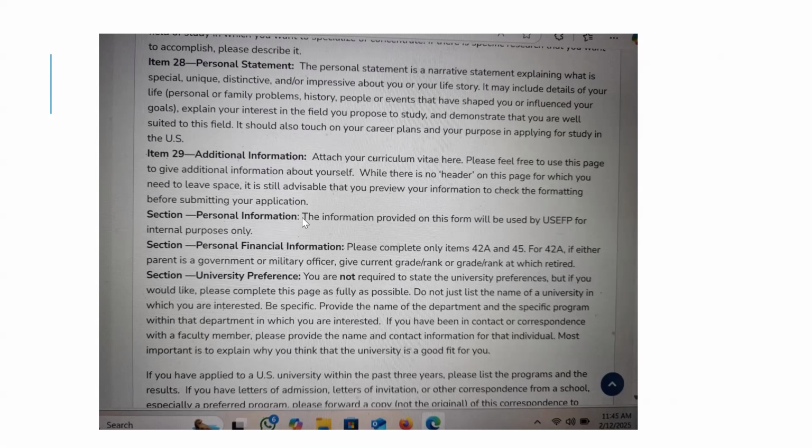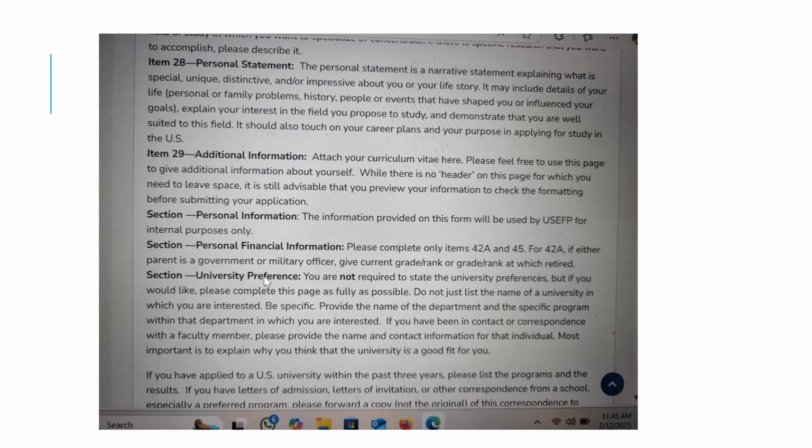Okay, then there's a section on personal information. The information provided on this form will be used by USEFP for internal purposes only. So you need to put in your personal financial information here. Please complete only items 42A and 45. For 42A, if either parent is a government or military officer, give current grade rank, or grade rank at which retired. Then there's another section for university preference.